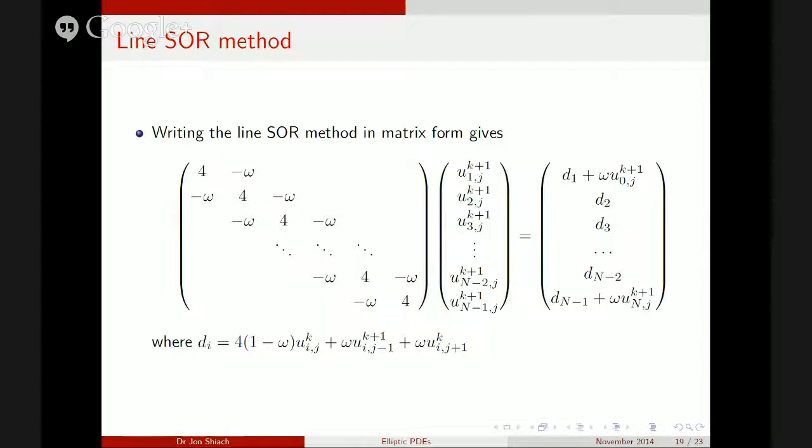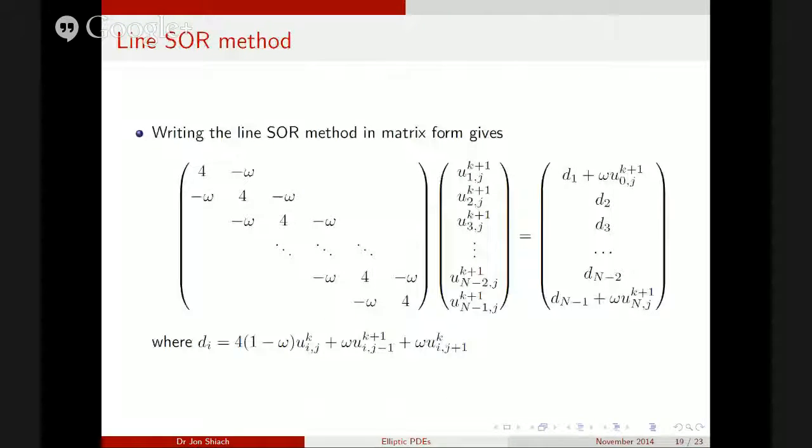Okay, notice the coefficient matrix is tridiagonal. We've got 4 on the main diagonal and minus omega on the upper and lower diagonals. That's not always going to be the case. It'll depend on what equation, what PDE you're solving. So that won't always be the case, but in this particular example, it is. So that's our tridiagonal system.